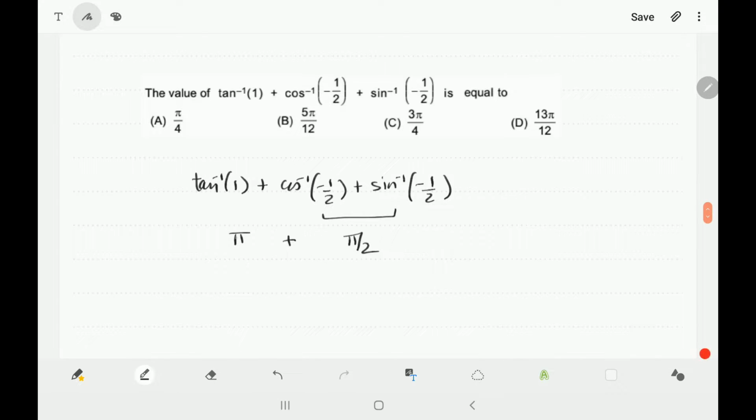Tan inverse of 1 is pi by 4 already. So very easily we will get the answer as 3 pi by 4. If you take the LCM, it will be 3 pi by 4. So the answer for this problem will be option C.